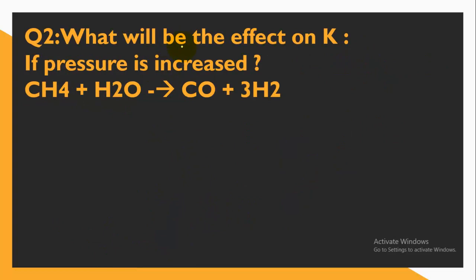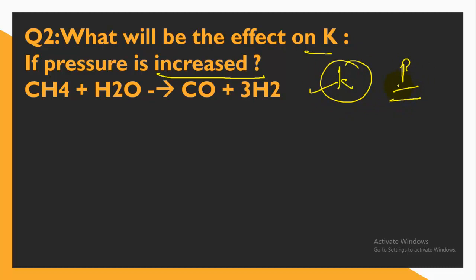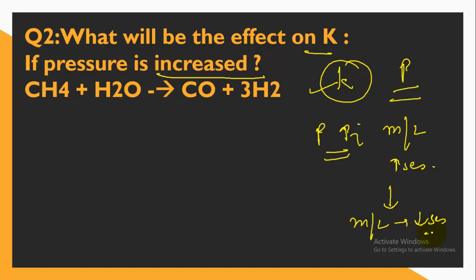Next question is, what will be the effect on K if the pressure is increased? We know that K gets affected if we change the pressure. And what is the effect? If we are increasing the pressure, then what happens? Moles per liter increases per unit volume. So what happens when moles increase per unit volume? It will shift to the direction where moles per liter decreases, right?